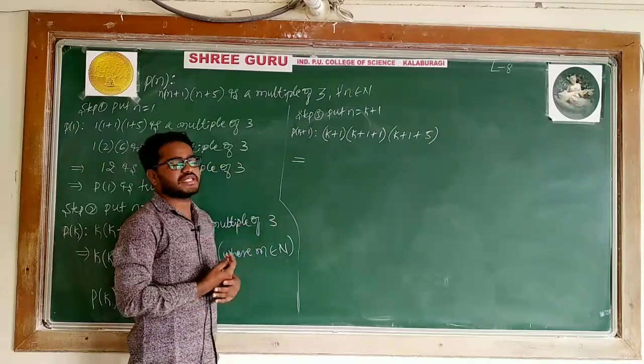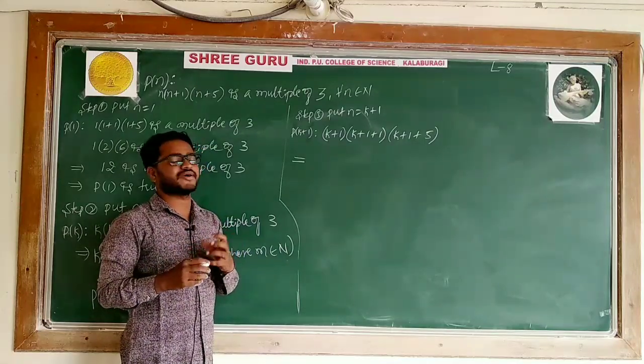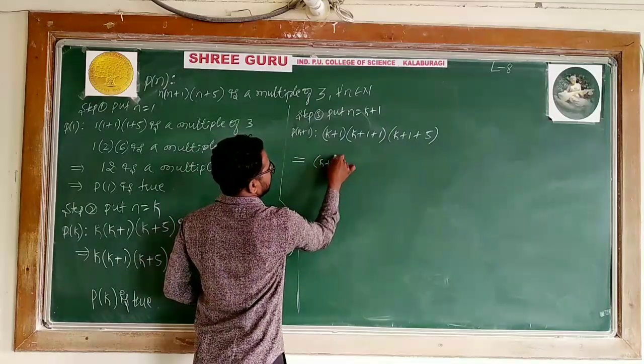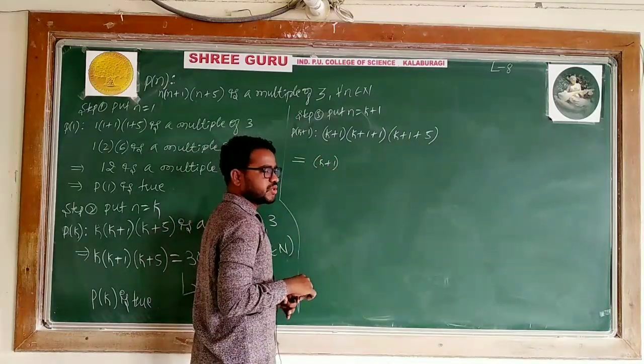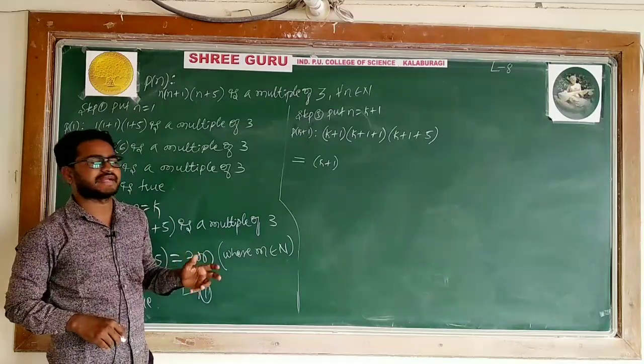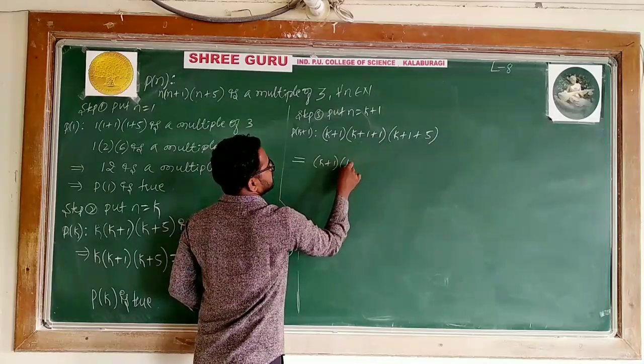If you are multiplying all the things, it is not possible to get 3 outside. So I have a mathematical technique. According to that, you can bring it. So I can write k plus 1. You follow this. So following this pattern, you have to copy and practice. You will come to know. K plus 1 I kept. K plus 1 is k plus 2.